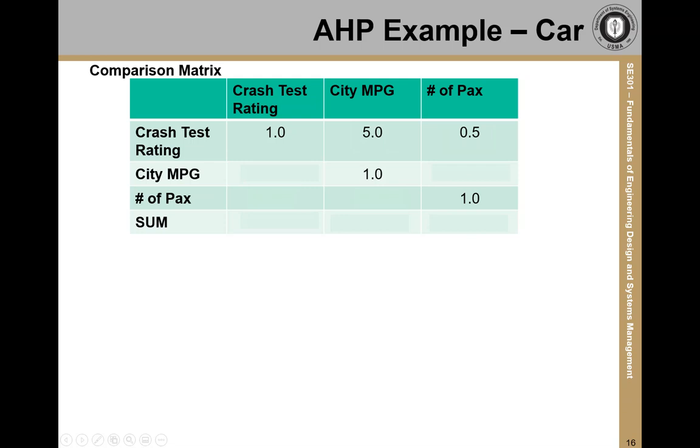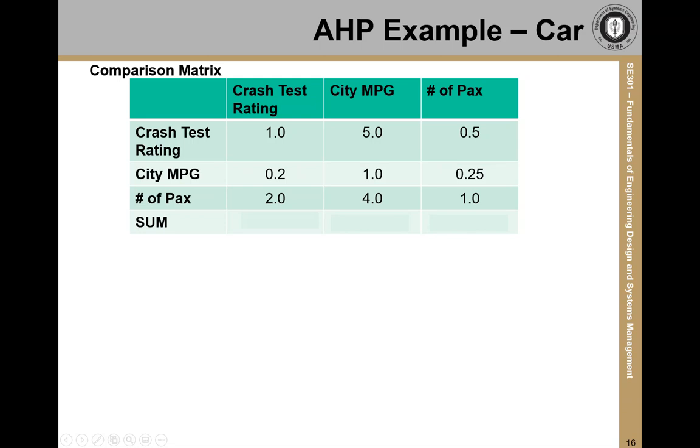Then I'll go to the next row. I only have one other to fill. City miles per gallon is, I'll say, a quarter or 0.25 as important to me as number of passengers, so I'll give that a 0.25. And then our next step, as we've talked about, is you'd say 1 over. So I'd say 1 over 5, and that'll give me 0.2. I'd say 1 over 0.5, and that'll give me a 2.0. And then 1 over 0.25, and that will give me a 4.